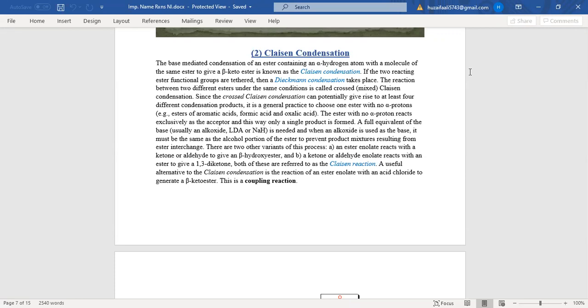A useful alternative to the Claisen condensation is the reaction of the ester enolate with an acid chloride to generate a beta ketoester. This is a coupling reaction.